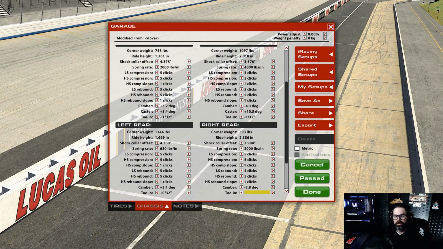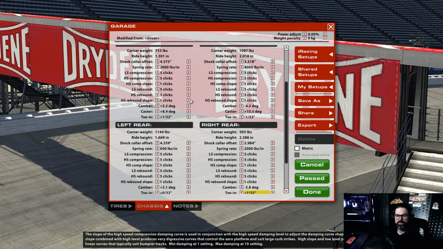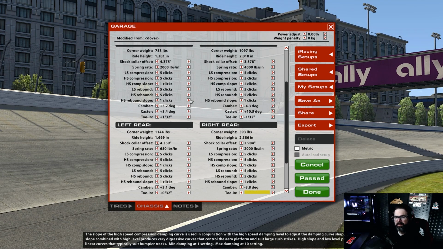This is where iRacing, when they talk about it in the garage, say a low level with a high slope can provide a much more linear shock, which suits bumpier tracks. And what you want to do is look for that combination to help accommodate those bumps while maintaining control of the car. High-speed adjustments combined with the slope is where you'll really maximize these adjustments, but they are very fine-tuned and they can be very hard for people to figure out if they don't have a lot of experience when it comes to adjusting the shocks.